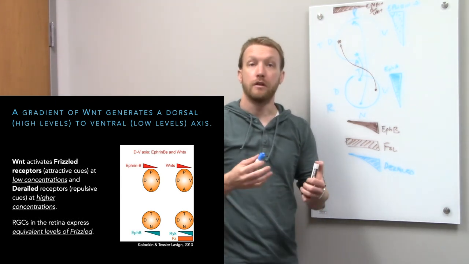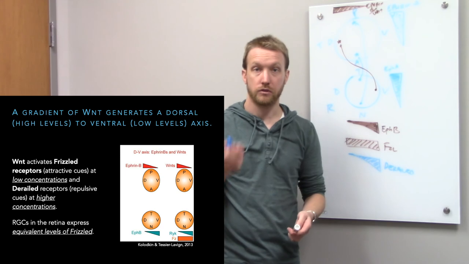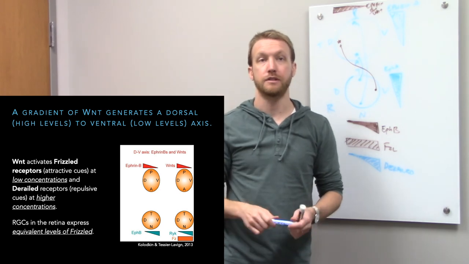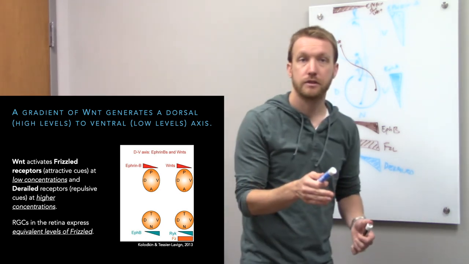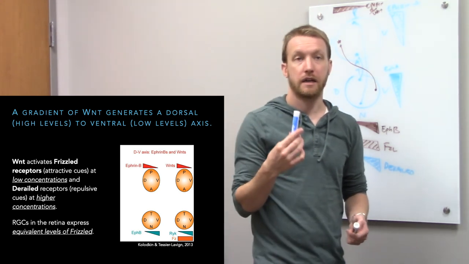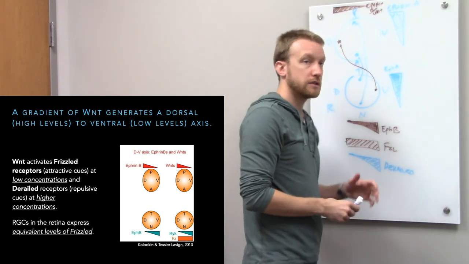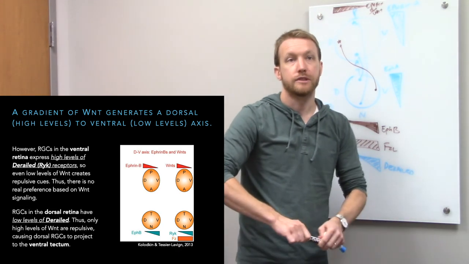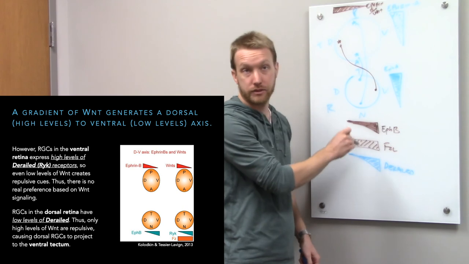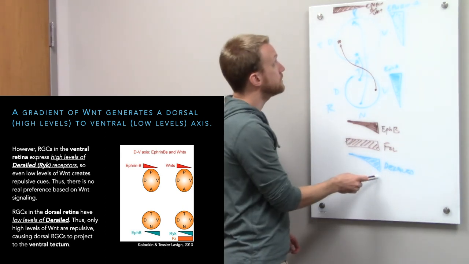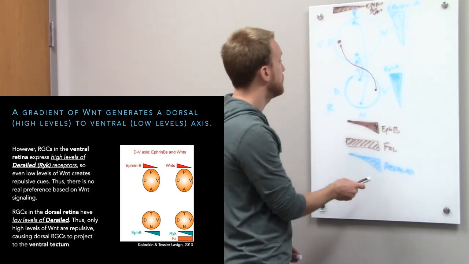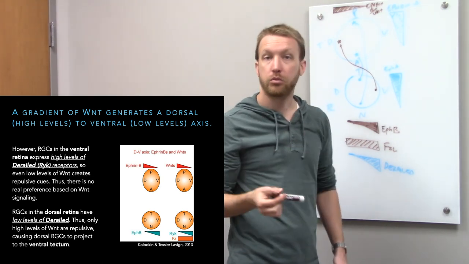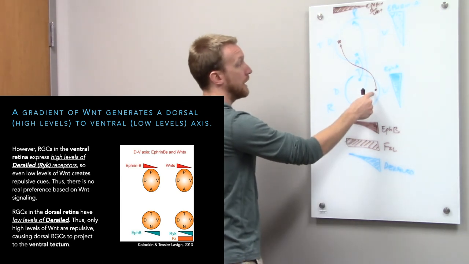Okay, so the Wnt activates Frizzled receptors. Those are going to be our attractive cues. We can track those at the low concentrations there. Derailed receptors are going to be our repulsive cue. We're going to be activating those at higher concentrations. We've got essentially equal levels of Frizzled. What differs here is the Derailed. So where we have high levels of Derailed expression, these are going to be repelled by even low levels of Wnt. So there's no real preference. What they're going to be guided by would be that efferent gradient.